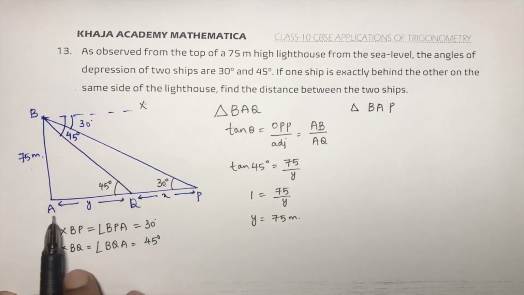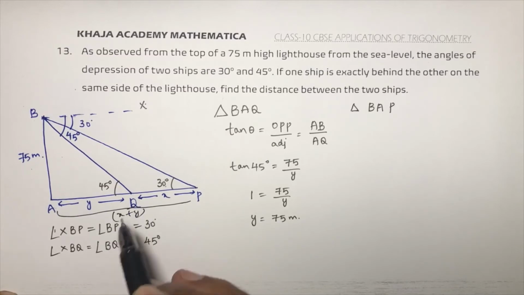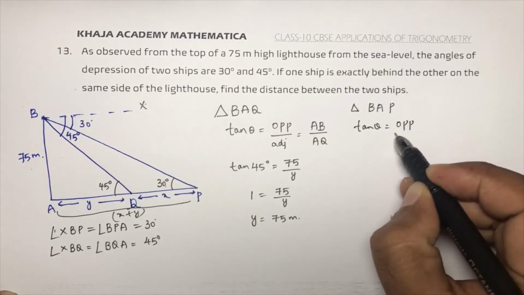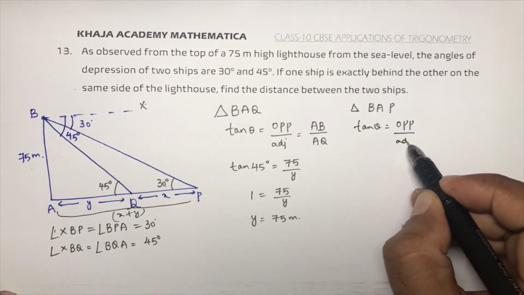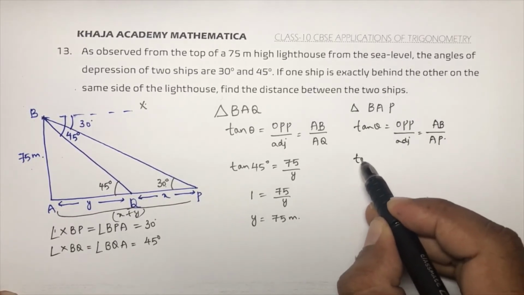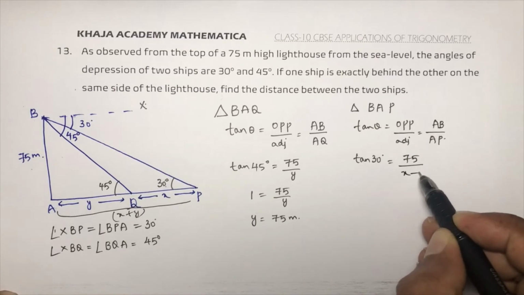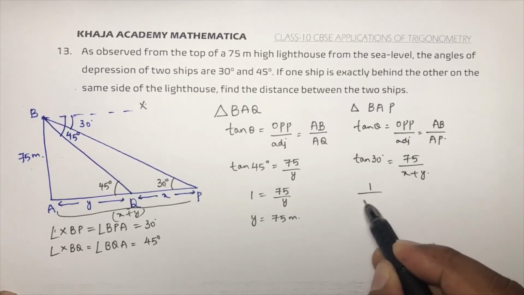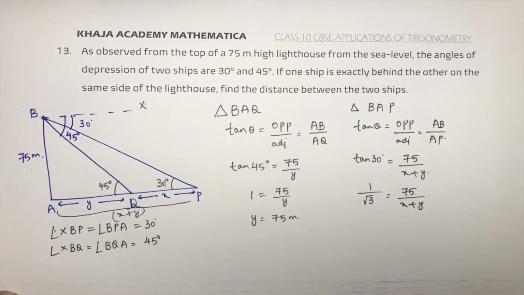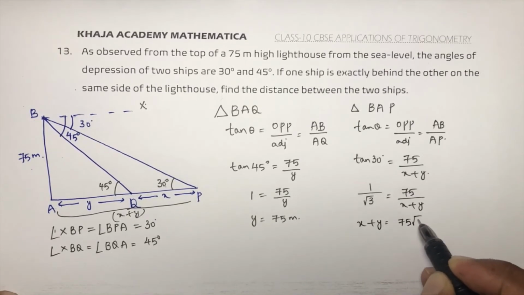Theta, opposite, this total will become adjacent. Total will become X plus Y. Now tan theta is opposite by adjacent. Opposite is AB but adjacent is AP. So tan 30 degrees, opposite is 75 by AP, which is X plus Y. Tan 30 is 1 by root 3, which is 75 by X plus Y. If we cross multiply, X plus Y is 75 root 3.